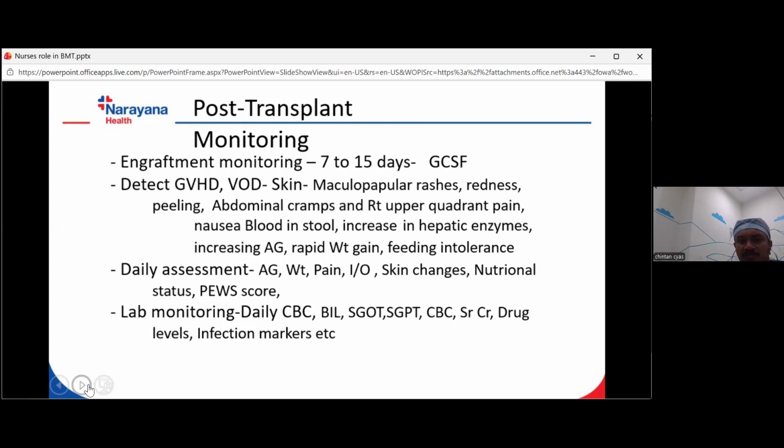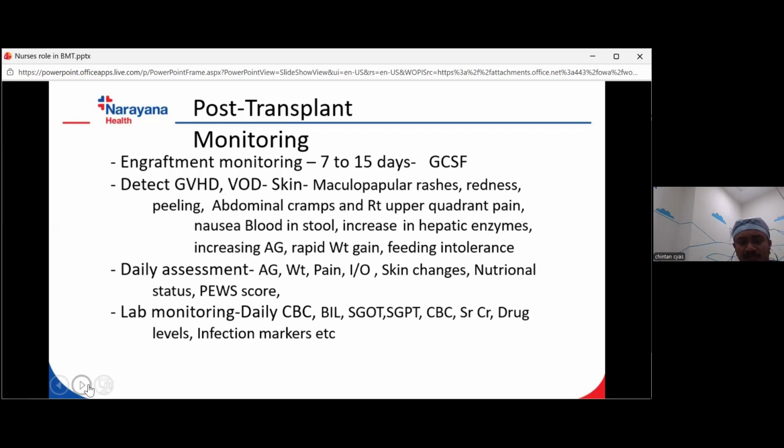Is there any skin change, maculopapular rashes, redness, peeling, abdominal cramps, and right upper quadrant pain if the patient is complaining, nausea and blood in the stool, increase of hepatic enzymes, increase in abdominal girth, rapid weight gain, feeding intolerance. These are a few points the nurse must monitor in the engraftment phase.